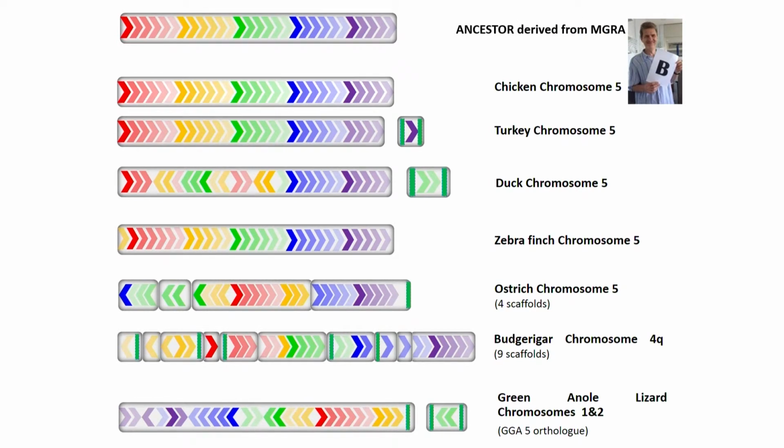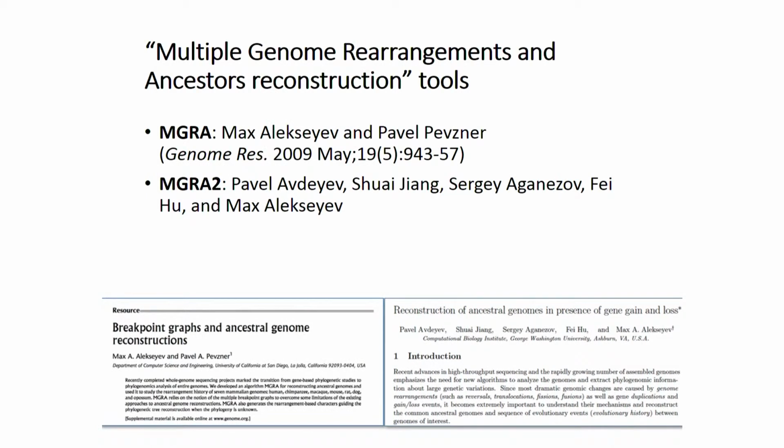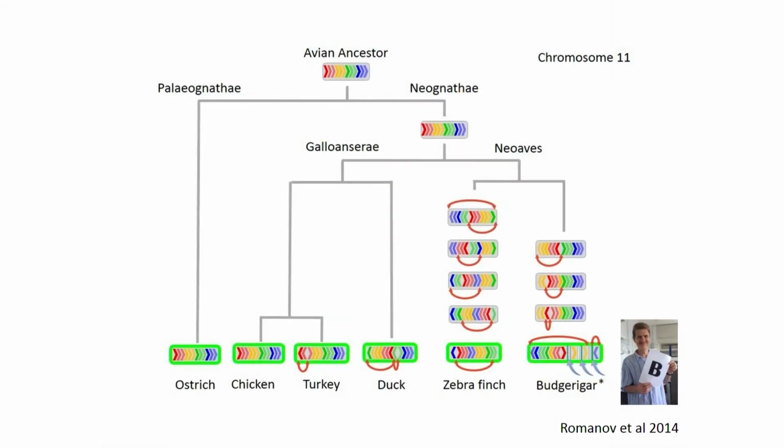Now, in the example I gave you, you can just do it by hand. It's very easy. But once you start looking at multiple species, it's best to start using some bioinformatics tools. The one that we used here was MGRA, or the Multiple Genome Rearrangement and Analysis tool. This is just an example of one of the chromosomes. This is chromosome 11, and we have our avian ancestor up here.